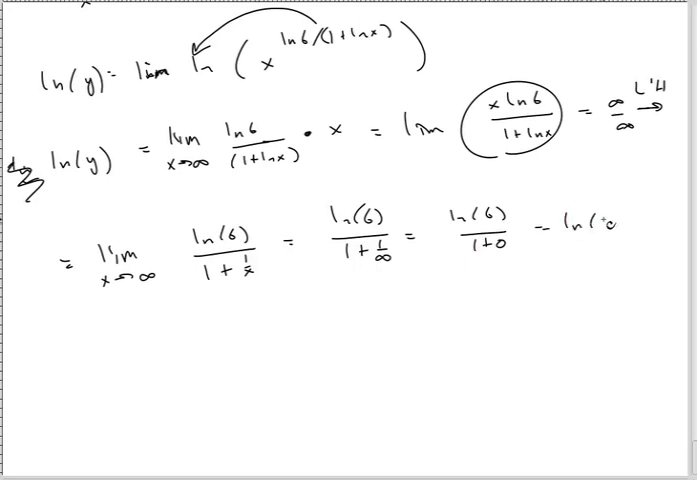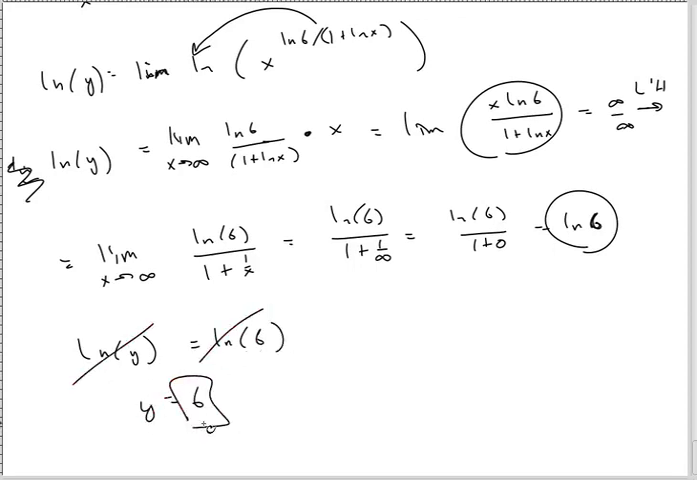So ln of 6. But that's not my answer; y is equal to ln of 6. And yes, you can cancel your lns, and there you go.